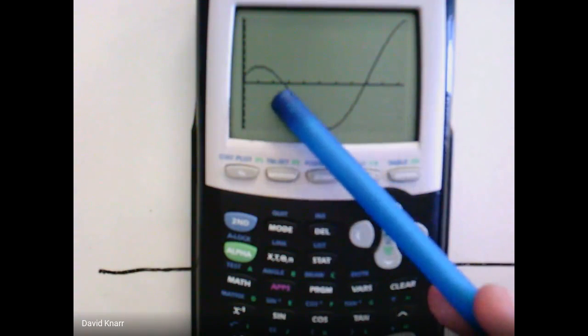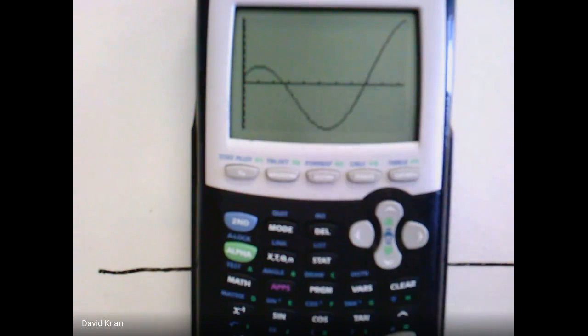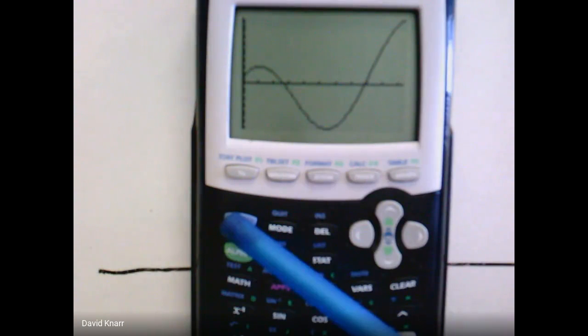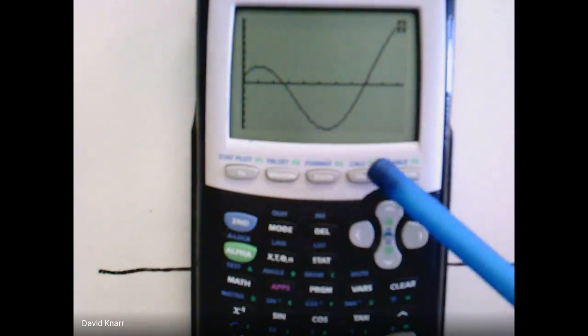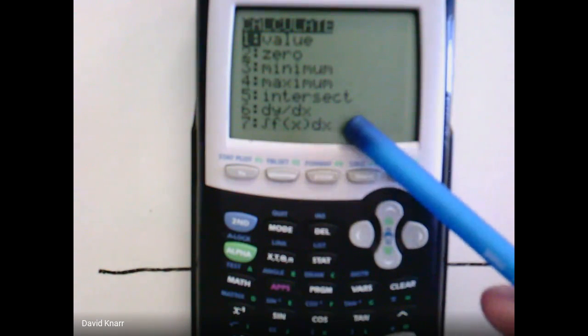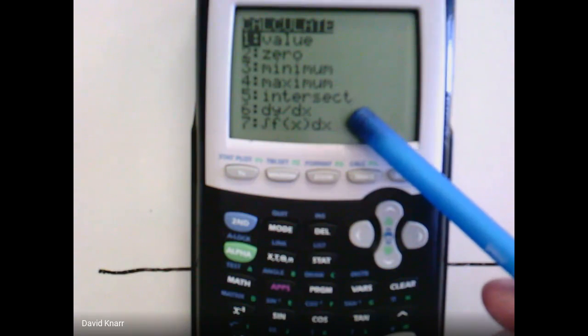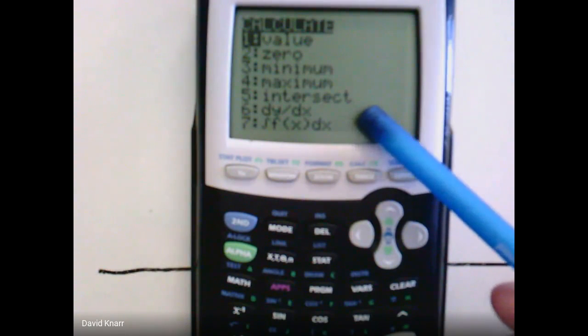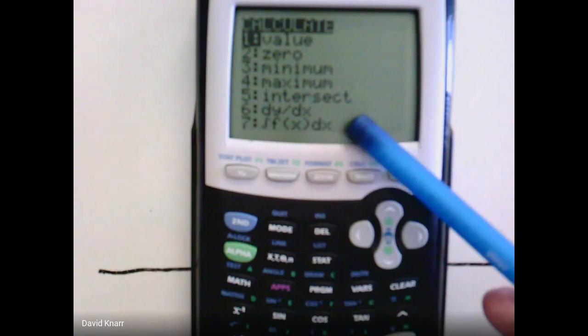So we can see it's equal to 0 at 2 places. We have to find those 2 places in the calculator. To do that, push the blue second key and hit trace, which is the calculate menu, calculate from a graph. Okay. Notice 6 and 7 ask you, or say we can find derivative and integral. Do not use these keys. Okay, they're not guaranteed to round your answers to 3 decimal places.